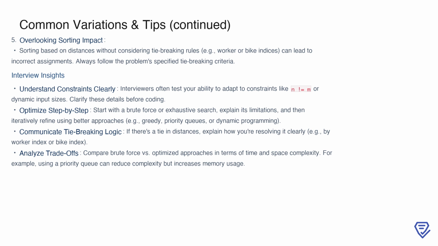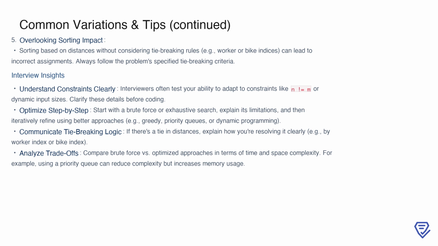Now, another common mistake is overlooking the impact of sorting. For instance, if you sort based purely on distances but ignore tie-breaking rules, such as the order of worker or bike indices, your assignments may end up incorrect. Always adhere closely to the tie-breaking criteria outlined in the problem.